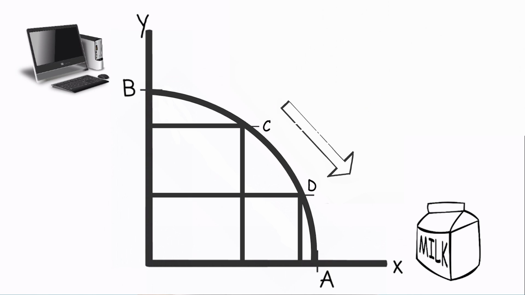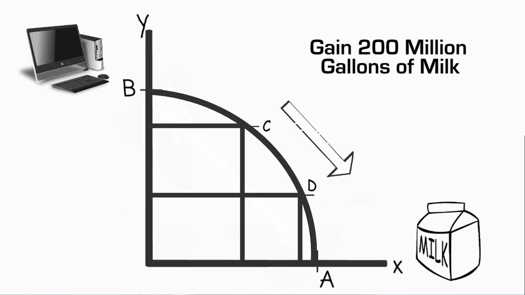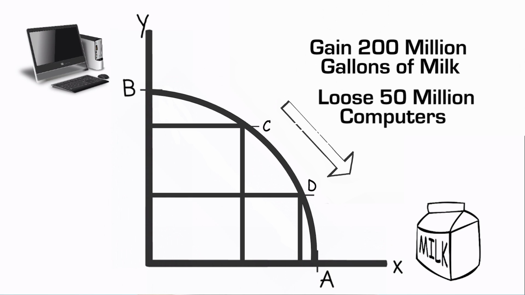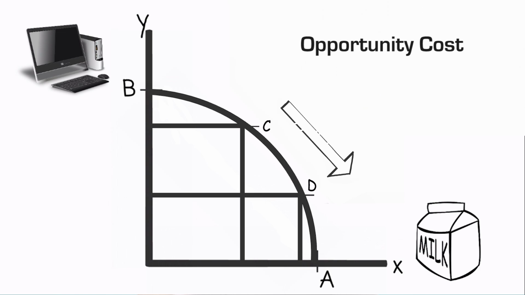The cost of anything is what you have to give up, the next best alternative. It deserves a special term, opportunity cost. If we move from C to D, then we are gaining 200 million gallons of milk and losing 50 million computers. So we can say that the opportunity cost is roughly 50 divided by 200, or 1/4. So the slope of the PPF shows the opportunity cost at each point on the PPF.